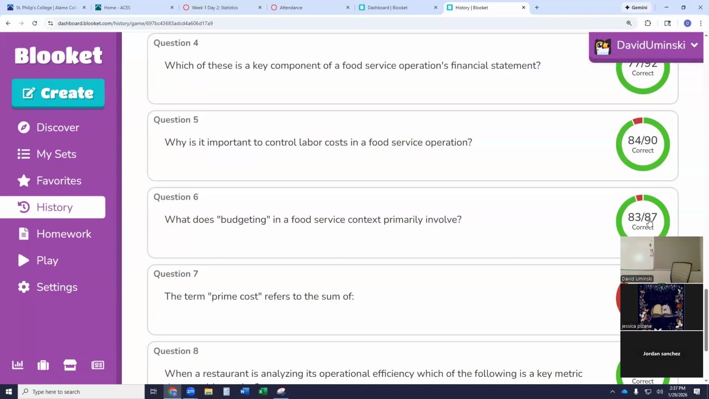Why is it important for us to control labor in our food service operations? What do you think? Labor is one of the highest costs of an operation. It costs us a lot of money. We'll talk about that, I think, in chapter 9, when we talk about labor.